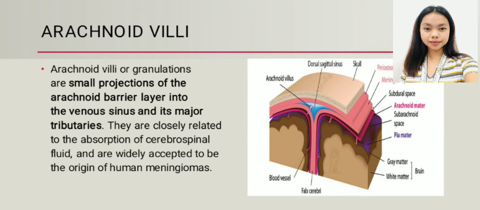Arachnoid villi. Arachnoid villi or granulations are small projections of the arachnoid barrier into the venous sinus and its major tributaries. They are closely related to absorption of cerebrospinal fluid and are widely accepted to be the origin of human meningiomas.